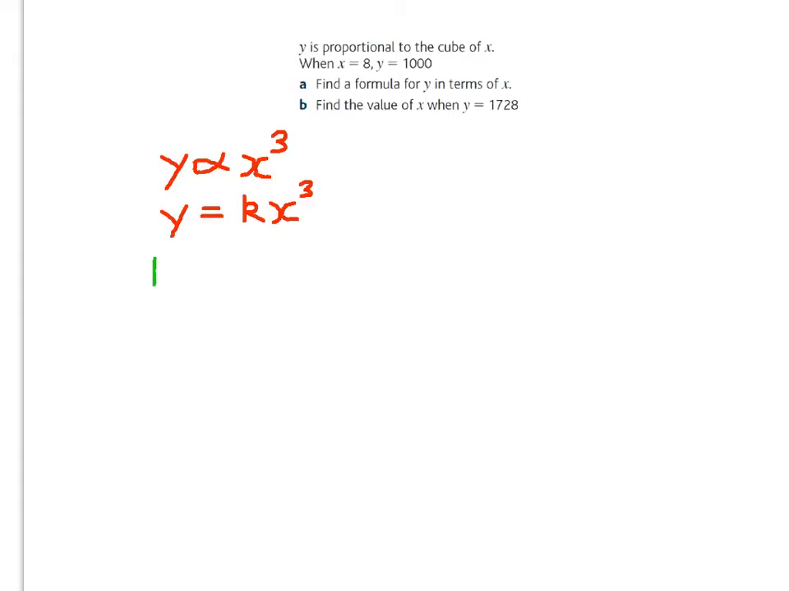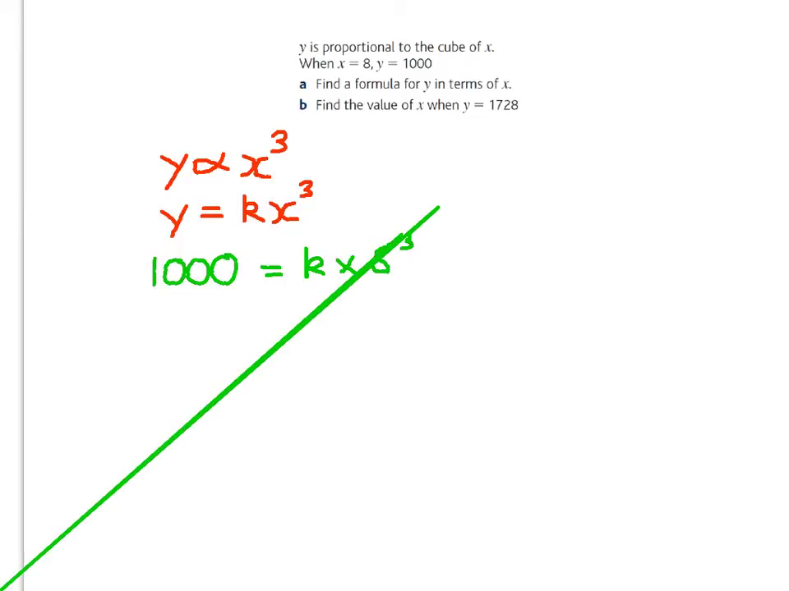Y is 1000, and that equals k multiplied by x, which is 8 cubed. 8 cubed is 512, so it's k times 512. So to find k on its own, I need to get rid of this 512. I'm going to do that by dividing both sides by 512.